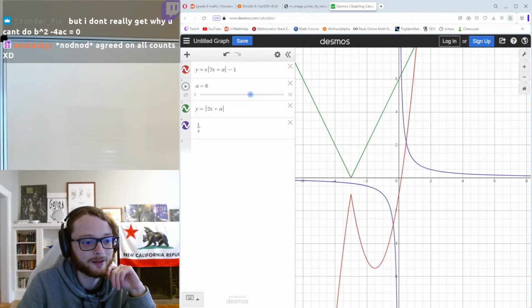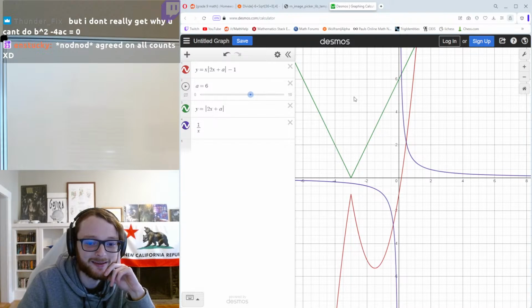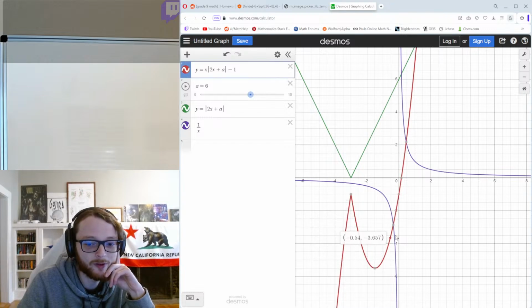You still don't get why we can't do the discriminant equal to 0? It's a good point. It's because this problem would have two solutions if you didn't have that absolute value, I think. So if you remove the absolute value entirely and trace this line up, you would get two solutions, I think, is the rationale. So it's just not a normal quadratic.